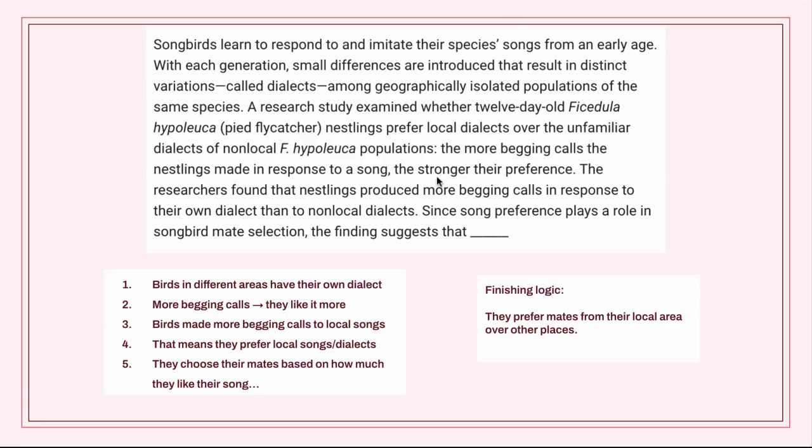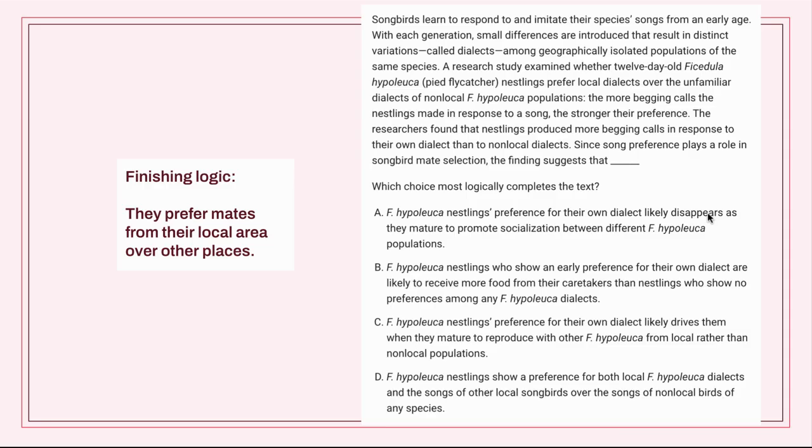So again, a long science passage, but if you break it down, it basically says they like their local songs more, so they're usually going to choose a local mate because they choose mates based on how much they like their songs. Okay, so take a second to read these long answers and see which one matches up the best.